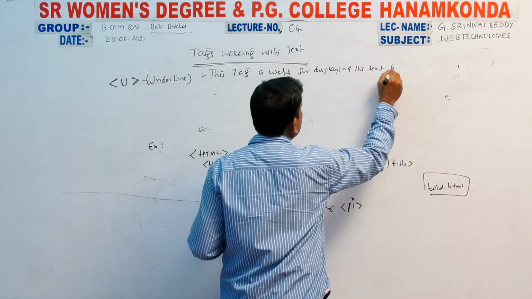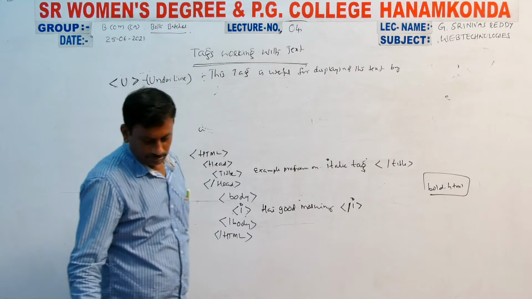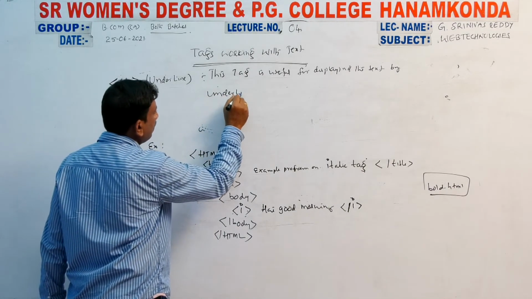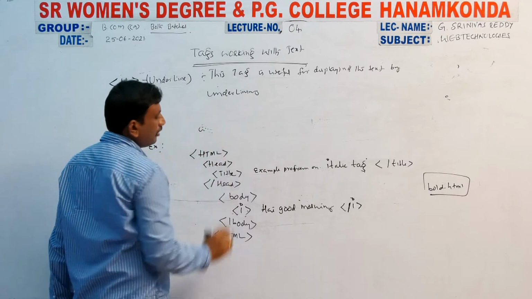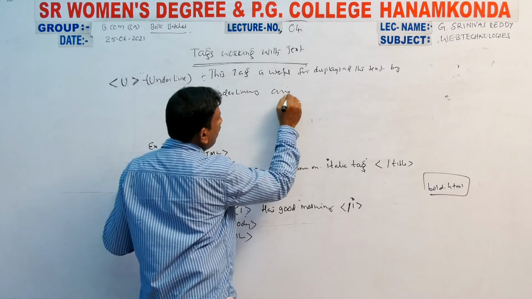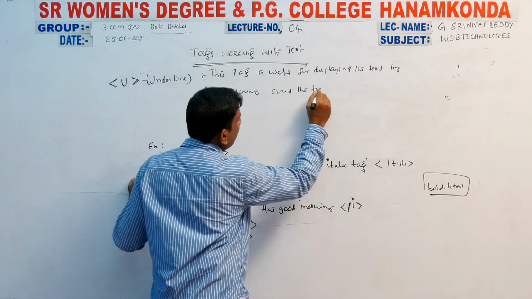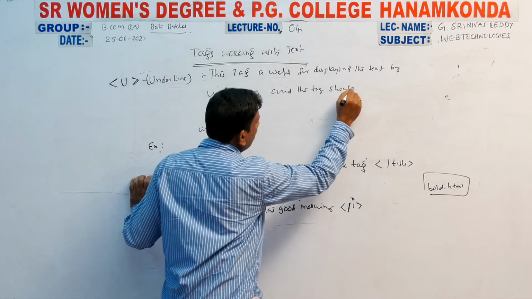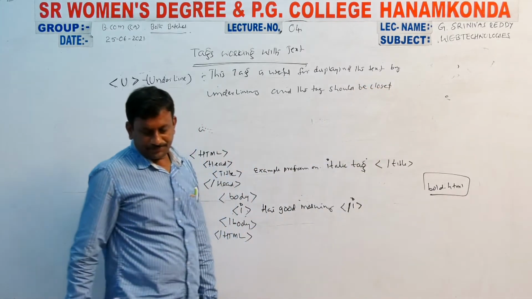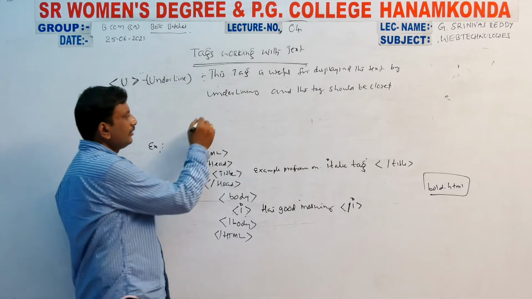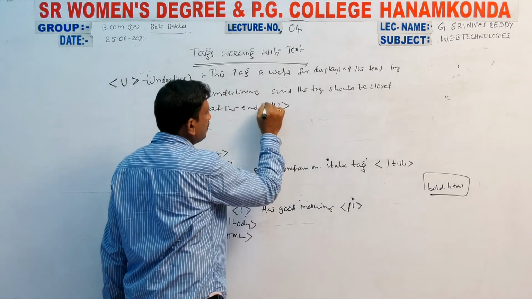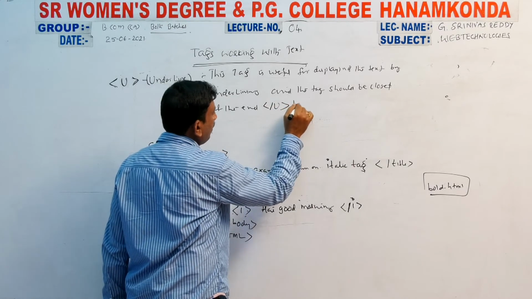This tag is useful for displaying the text by underlining, and the tag should be closed at the end. You close the underline tag.